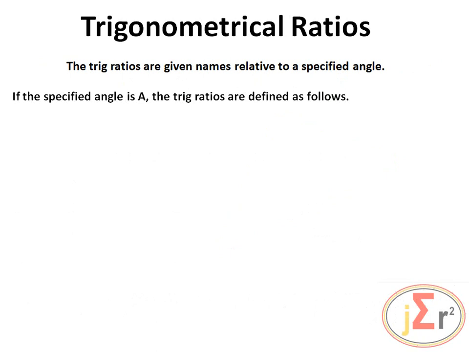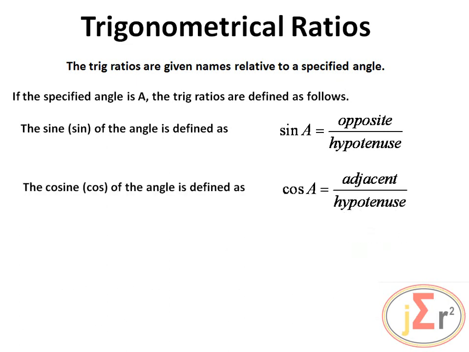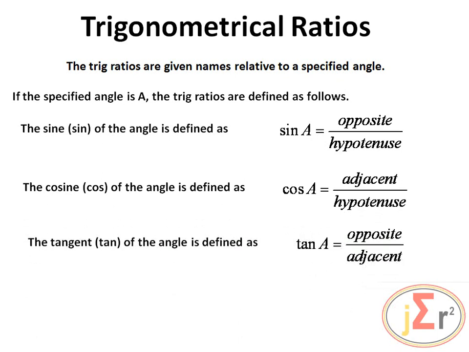Trig ratios are given names relative to a specified angle. If the specified angle is A, the trig ratios are defined as follows. So if the angle is A, we say sine A is equal to opposite over hypotenuse. We say also cosine A is equal to adjacent over hypotenuse. And tan of A is equal to opposite over adjacent.